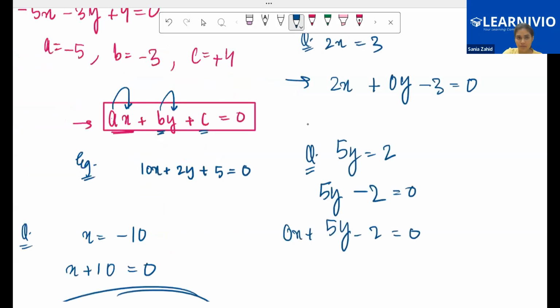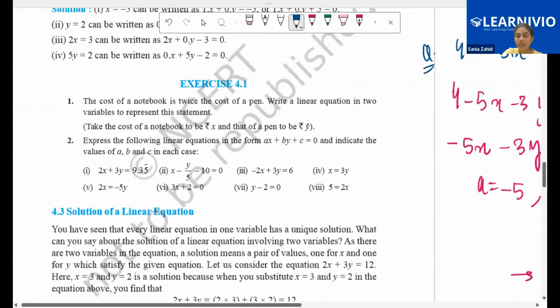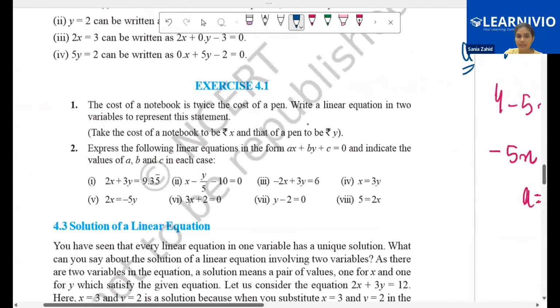Yes, ma'am. Okay, so children, now we come to the exercise questions. The first question reads, the cost of a notebook is twice the cost of a pen. Write a linear equation in two variables to represent this statement. The cost is not given to you. I don't know the cost of the notebook or the pen, but one thing is given: the cost of the notebook is twice the cost of the pen.